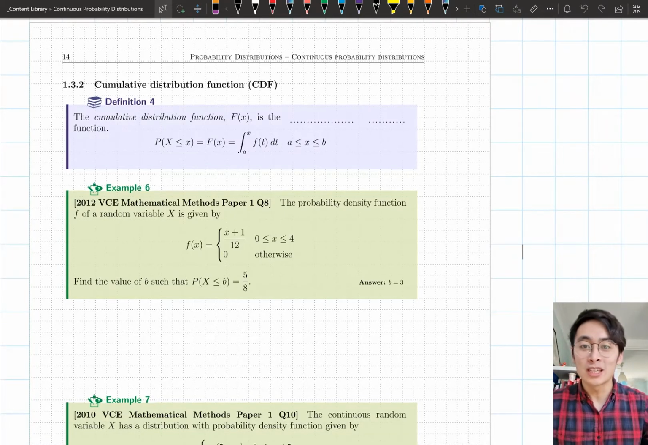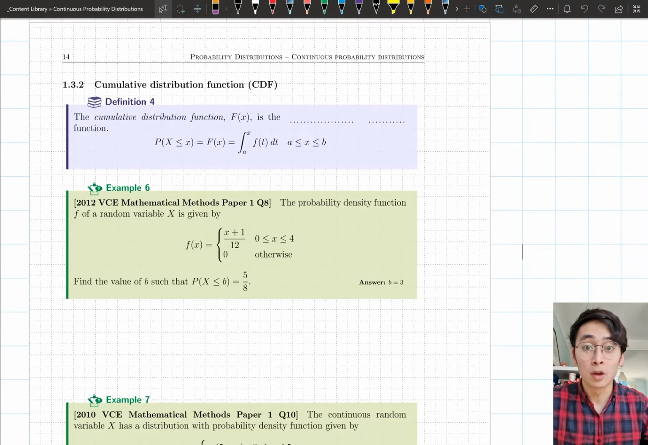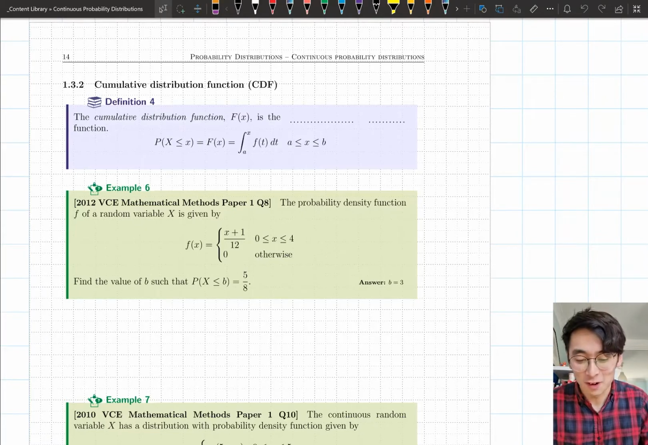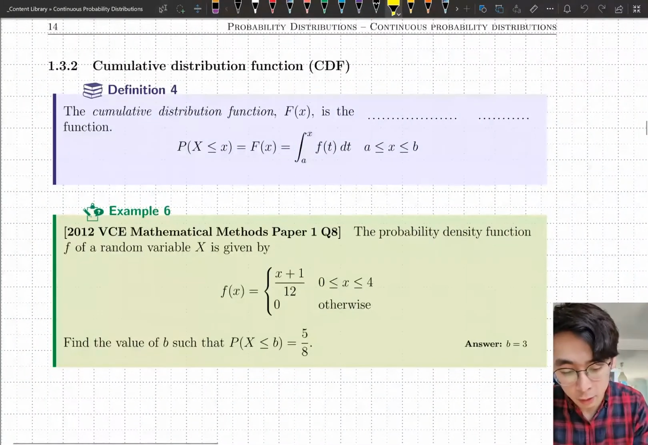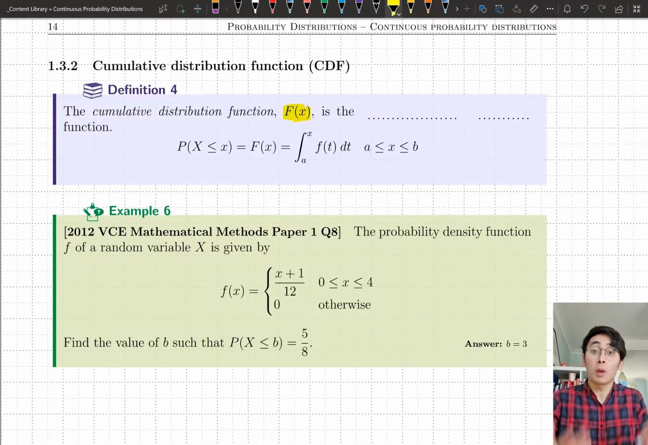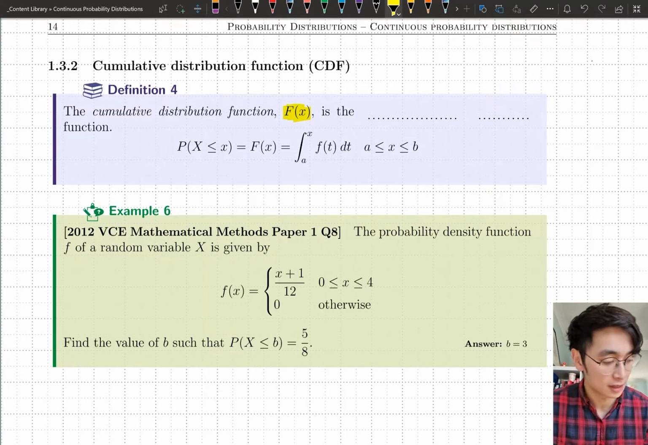In this video we're continuing with our new topic of continuous probability distributions, and we're looking at the cumulative distribution function. So this is on page 14 of your booklet. Let's have a look at what the cumulative distribution function is. Now, a cumulative distribution function, it's big F of x here. If you remember when we looked at integration, big F of x is just what happens when we integrate a function. So that is what we call the primitive from integration.